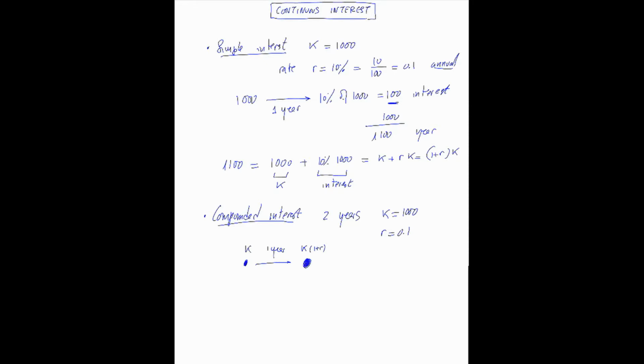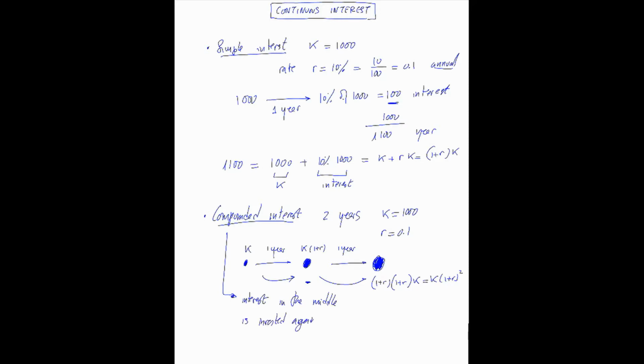And what you do now, you don't take the interest out of the bank, but you invest this bigger amount for 1 more year, and you get a bigger amount of money. From here to here you multiply by 1 plus R again, so the amount will be (1 plus R) times (1 plus R) K, or K times (1 plus R) squared. The key point here, the part that makes it compounded, is that the interest in the middle is not withdrawn from the bank, but is invested again.